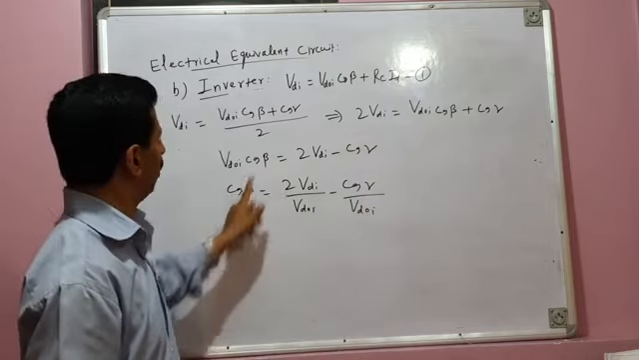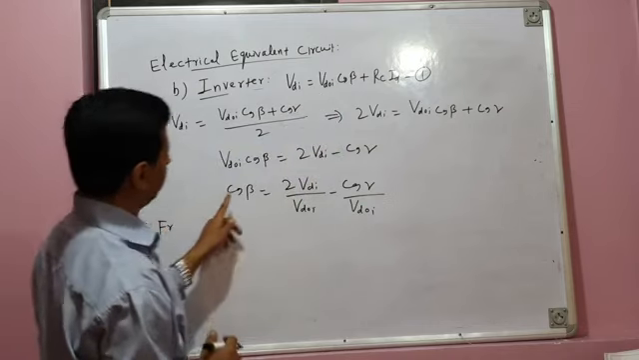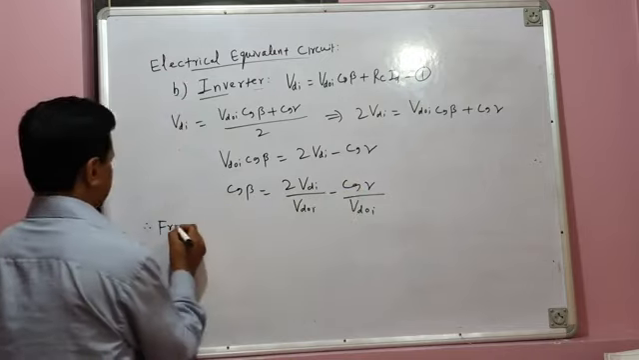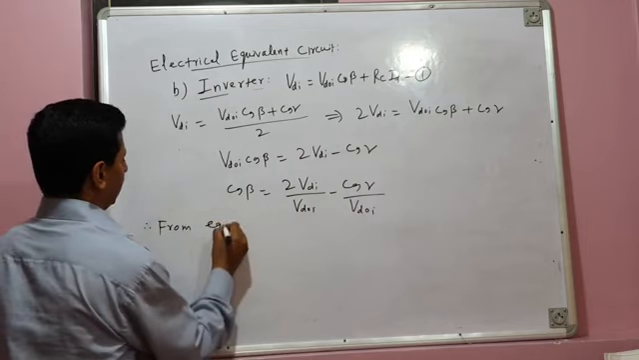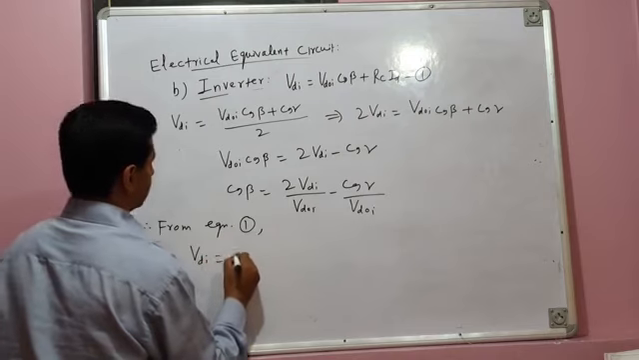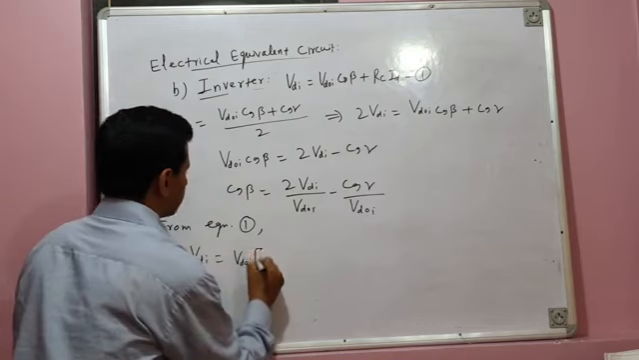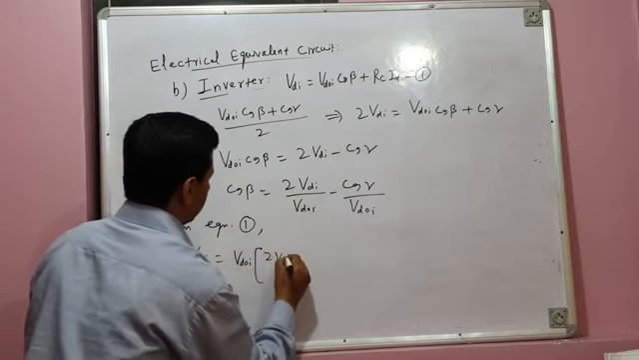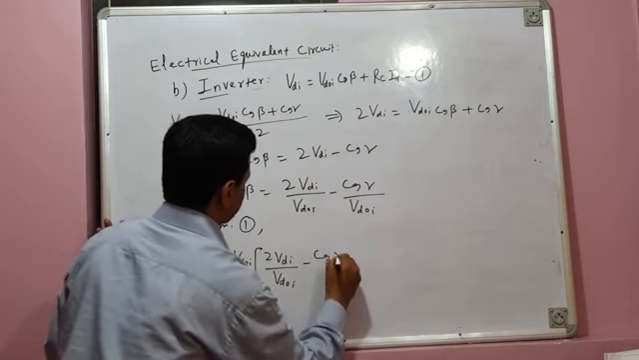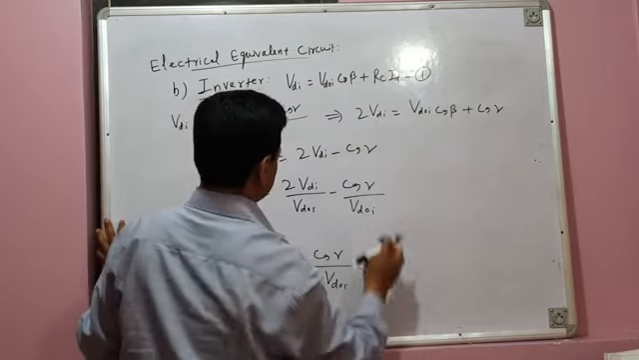So substituting this value of cos beta in equation 1, I have successfully replaced this beta by gamma. See, there is no beta in this equation, only gamma is there. So from equation 1, what do we get? We get the inverter average output voltage is equal to VDOI cos beta, where cos beta is this, 2 VDI by VDOI minus cos gamma, plus RCID.